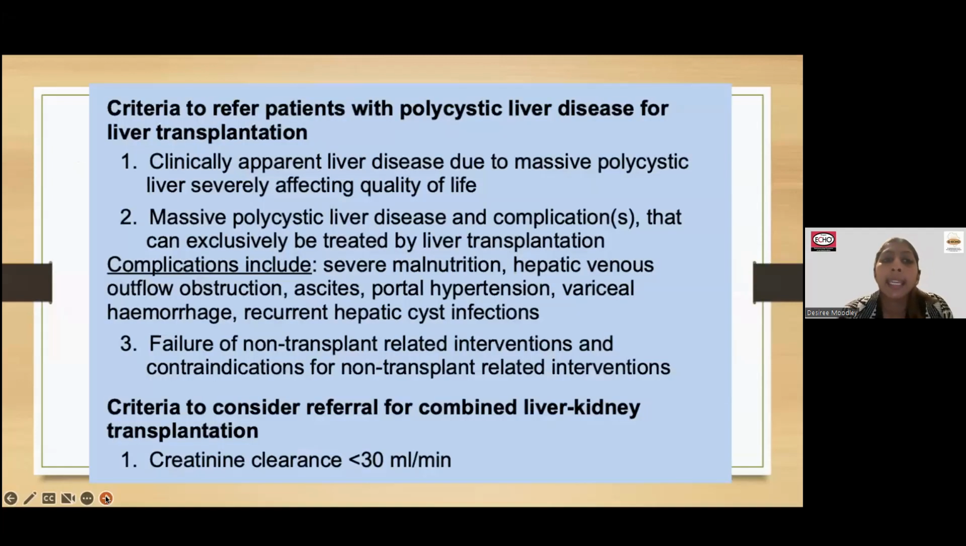So this would be any clinically apparent liver disease due to massive polycystic livers affecting your quality of life, or if they've got complications that include severe malnutrition, hepatic venous outflow obstruction, ascites, portal hypertension, variceal hemorrhage, and recurrent infections, as well as if you've done non-surgical treatment and it's not improving. Also consider doing combined liver kidney if the creatinine clearance is less than 30.